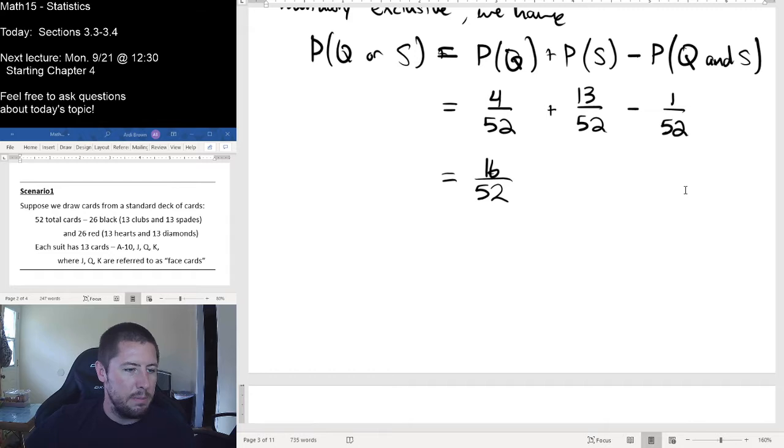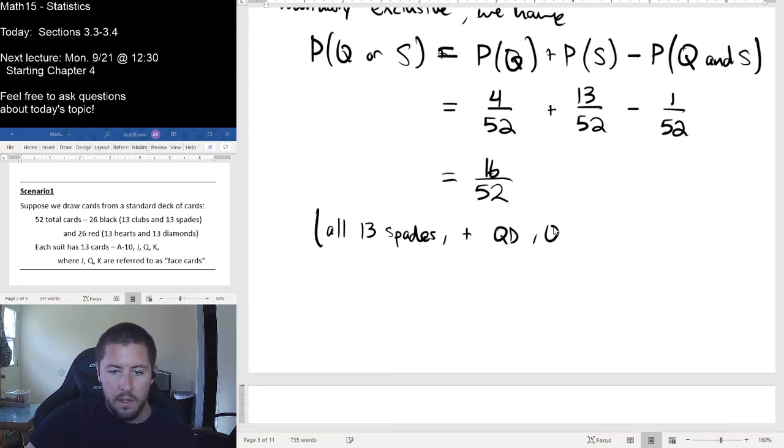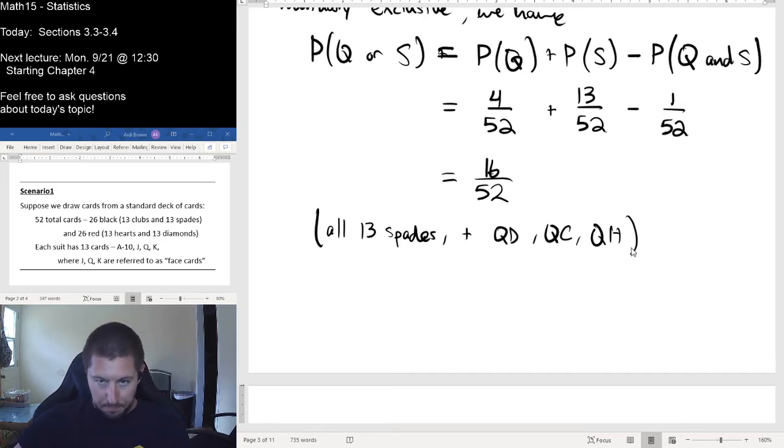We have the 13 spades. And we also have the queen of diamonds, the queen of clubs, and the queen of hearts. And I'm not including a queen of spades here because I got the queen of spades in all the spades over there. There's your 16 out of 52 cards that are right there.